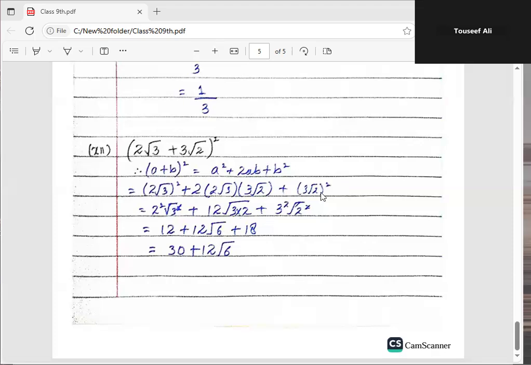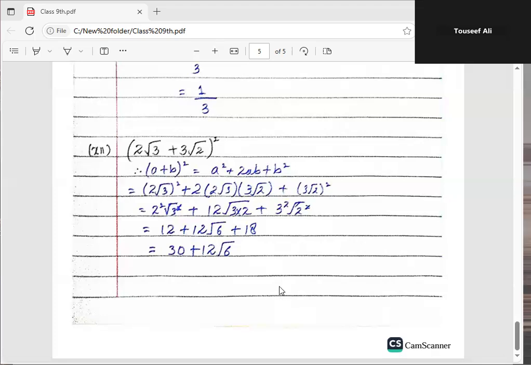here 2 is on 3 and 2 both, so we will separate this 3 square into 2 square. Square and square root cancel each other. Now 2 square, which is equal to 2 twos are 4, 4 threes are 12, and 12 into 3 2 are 6, 3 square, 3 threes are 9, 9 twos are 18. Now we will add the like terms, 12 plus 18 is equal to 30, plus 12 root 6. This is the required simplification of the required question.